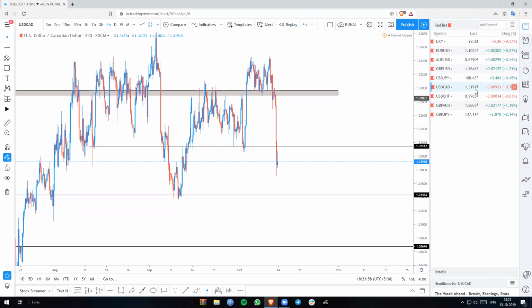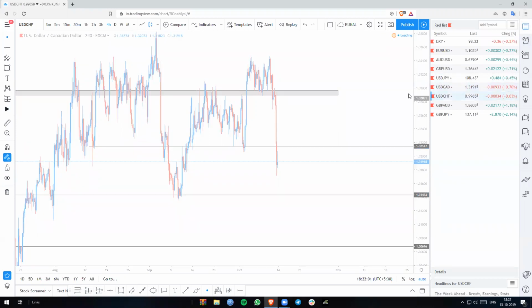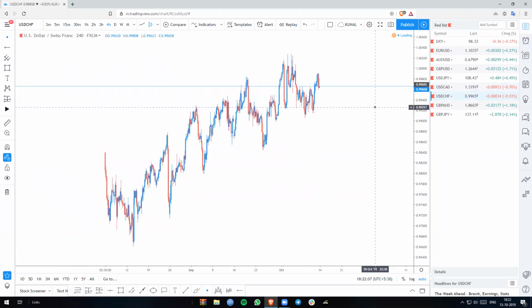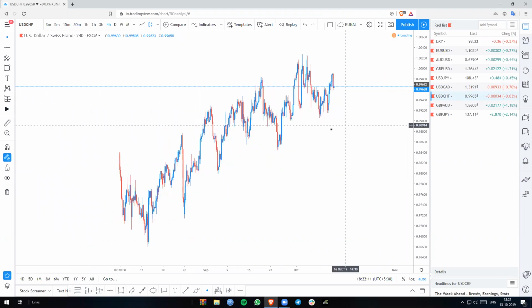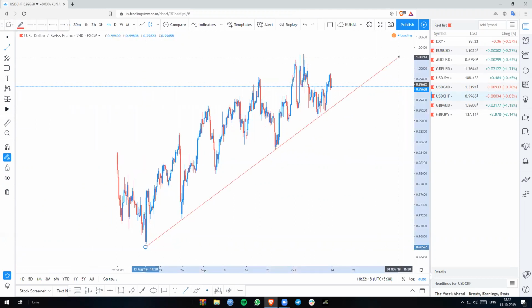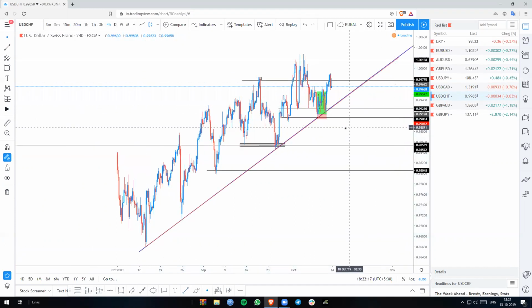Okay, so that's USDCAD. Let's take a look at USDCHF for now. So I don't want to go on the lower time frames on USDCHF. Okay, I know how I make sure that perfect.